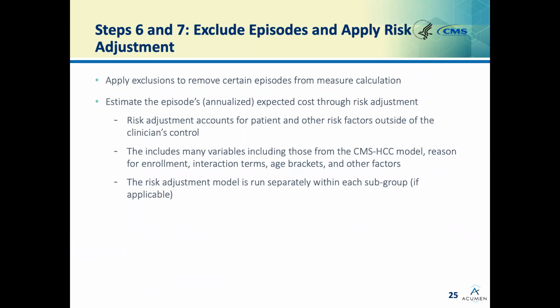Next, we apply exclusions to remove certain episodes from measure calculation. These exclusions ensure that we have complete data for each episode and remove episodes that are so different that they can't be adequately accounted for through other techniques. We calculate the expected cost for episodes by applying a risk adjustment model separately for each subgroup, if applicable. This model adjusts for factors outside the clinician's control that can affect the cost of care, such as pre-existing health conditions. Risk adjustment ensures that providers aren't penalized for treating more complex patients. Next slide.